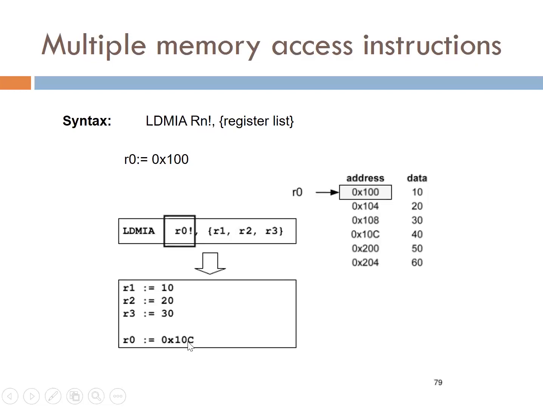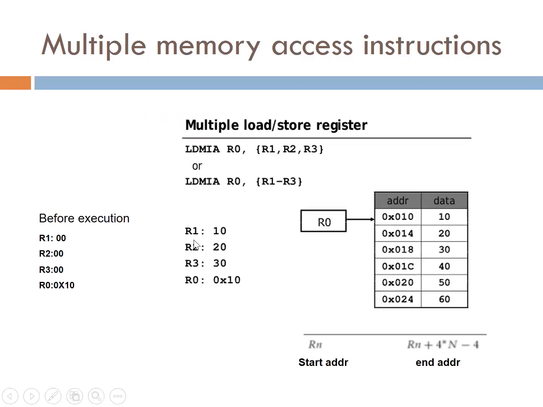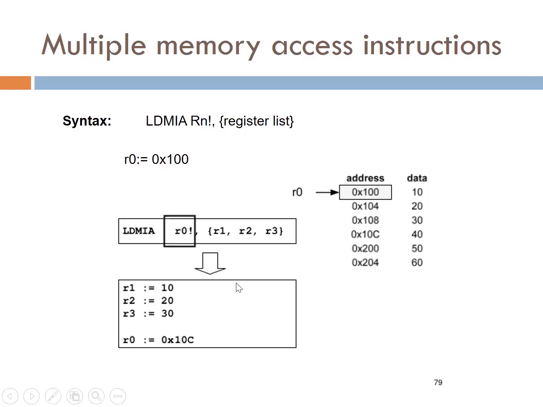R0 will be 0x10C. So it will not be the same address. It will be automatically updated because of this exclamation mark. In the previous example, we did not have an exclamation mark, therefore R0 retained the same value. But in this example, we have an exclamation mark, therefore the R0 content will be automatically updated to this memory location. I hope everyone has understood this instruction operation.